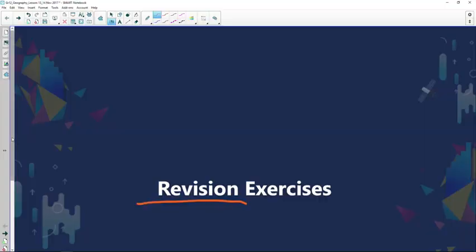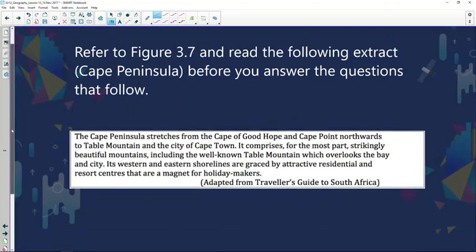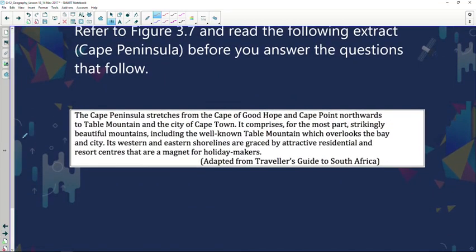Today we're going to continue with our revision exercises, and what we're going to discuss today is our economic activities regarding geography first. Now our first activity is regarding figure 3.7, and it's a case study on Cape Peninsula. Now if we quickly read the extract over there, the Cape Peninsula stretches from the Cape of Good Hope to Cape Point, where Table Mountain is, and the city of Cape Town, the actual CBD. It comprises for the most part strikingly beautiful mountains, as well as the beautiful Table Mountain.